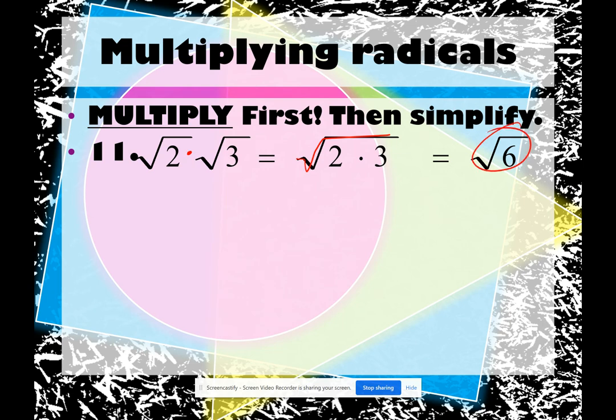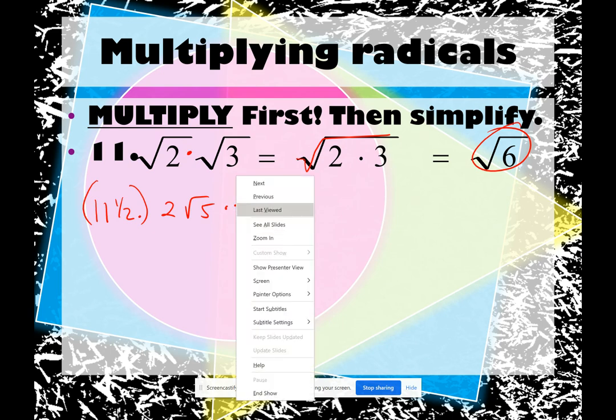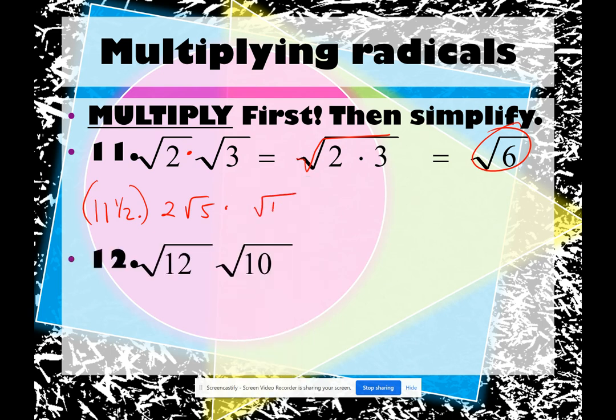Pretty easy. Now, I want to add a problem in here and just call it question 11 and a half. What if I had 2 root 5 times 3 root 2? Now, if I have this question, again, numbers on the inside of the square root stay together, and then numbers on the outside stay together. So I would do 2 times 3, which is 6, and then I would do the square root of 5 times 2, which is 10.